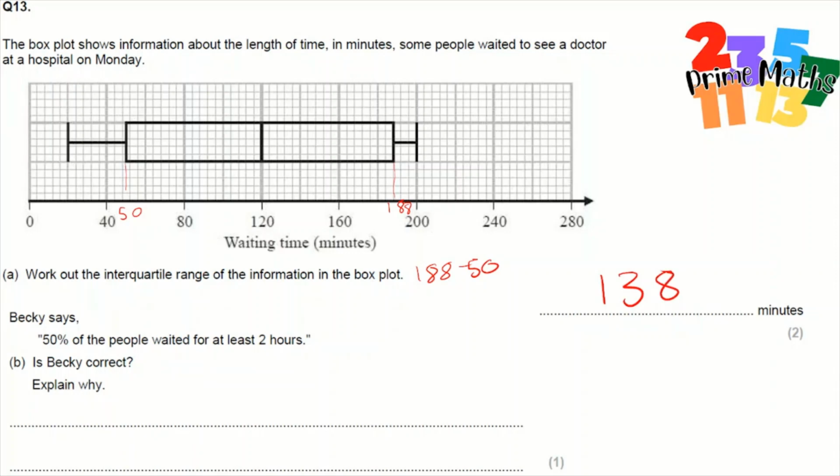The next question says 50% of people waited for at least 2 hours. Is Becky correct? Explain why. We know 2 hours is 120 minutes and our median is spot on 120 minutes. So yes, Becky is correct because the median is 2 hours. It's a 1 mark question, that's enough.